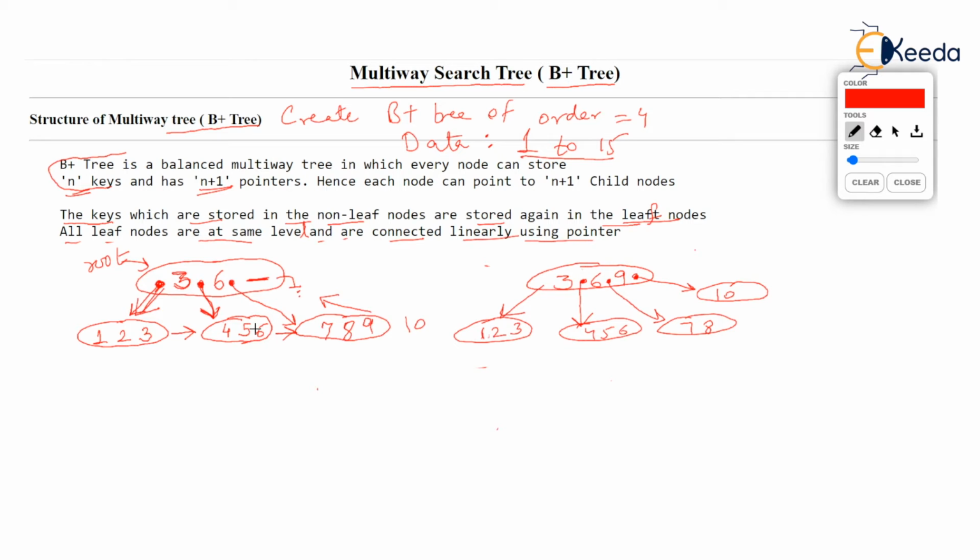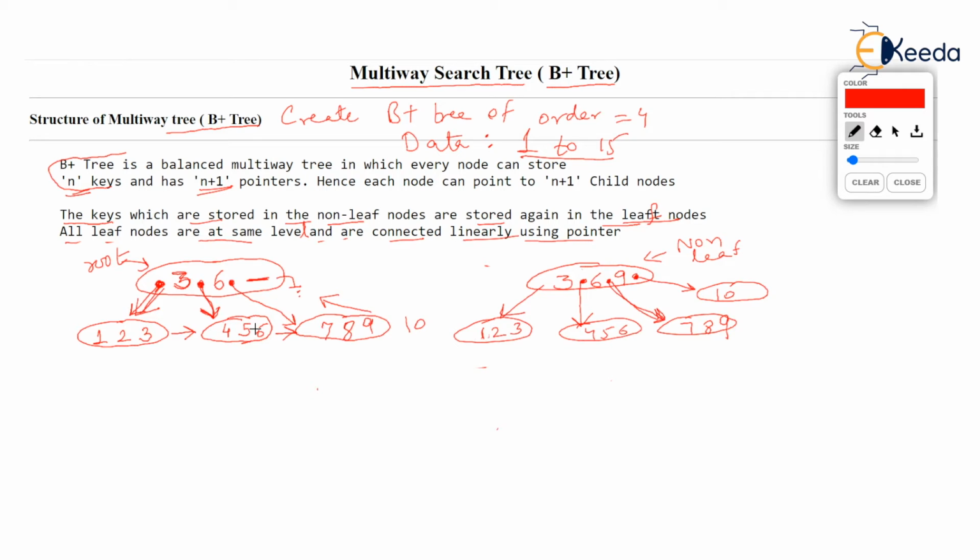Observe that 9 should now be stored again. This is a non-leaf node, it has children, isn't it? And any key stored in a non-leaf node should be stored again. And we said that if 9 is stored, it will be stored to the left of 9. So we come to the left child, and there is one place here where we can store 9.